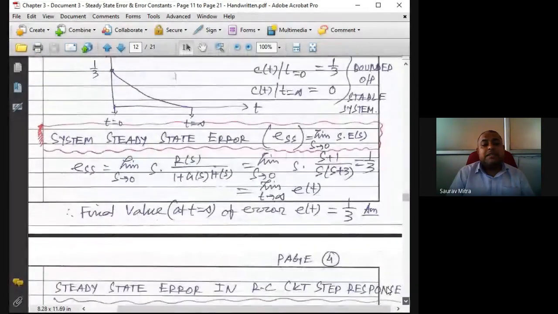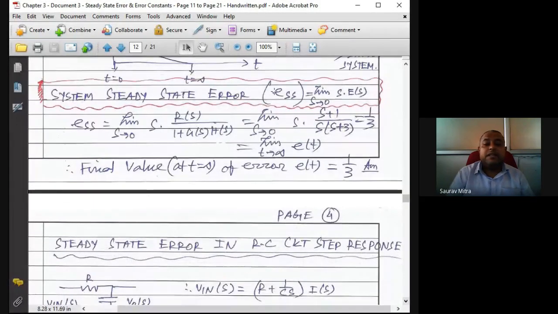So what is meant by steady state error? The steady state error formula is given by limit s tends to 0 of s into E(s). Be very careful: s into E(s). And what is E(s)? E(s) we have found as R(s) divided by 1 plus G(s)H(s). So if we want to find the steady state error, that is the error at infinite time, at t equal to infinity.